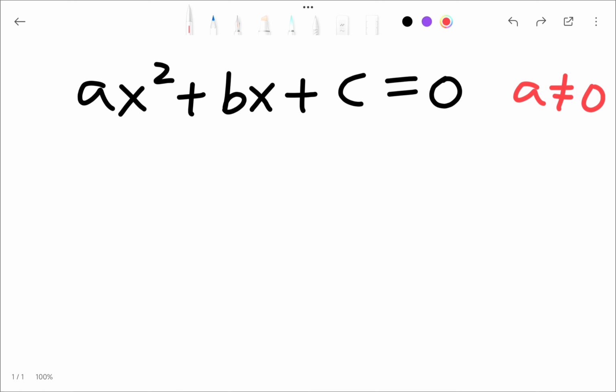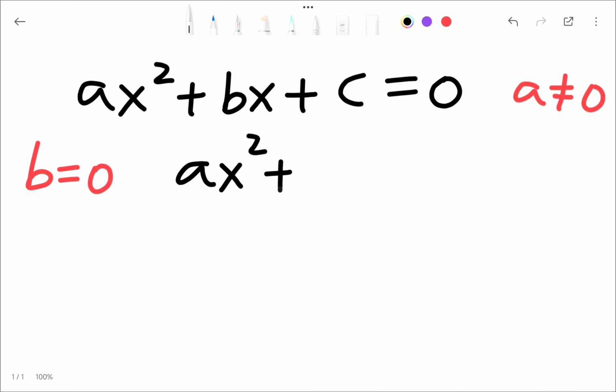There are different types of quadratic equations, such as when b equals 0, we have ax squared plus c equals 0. Let me show you an example of this.